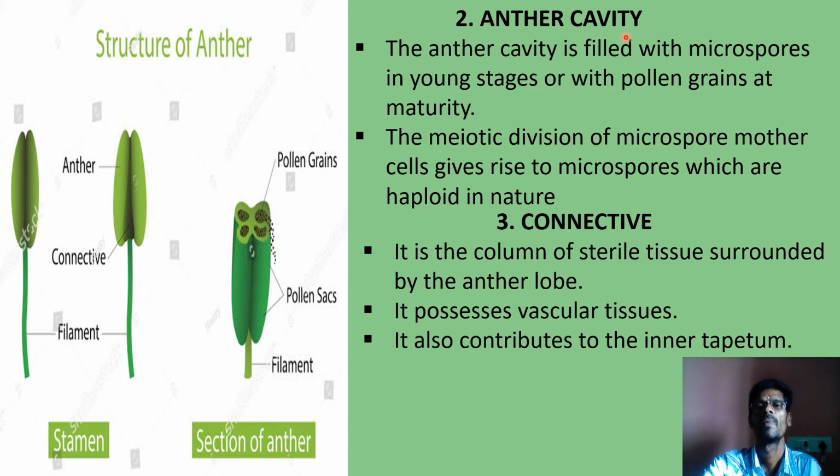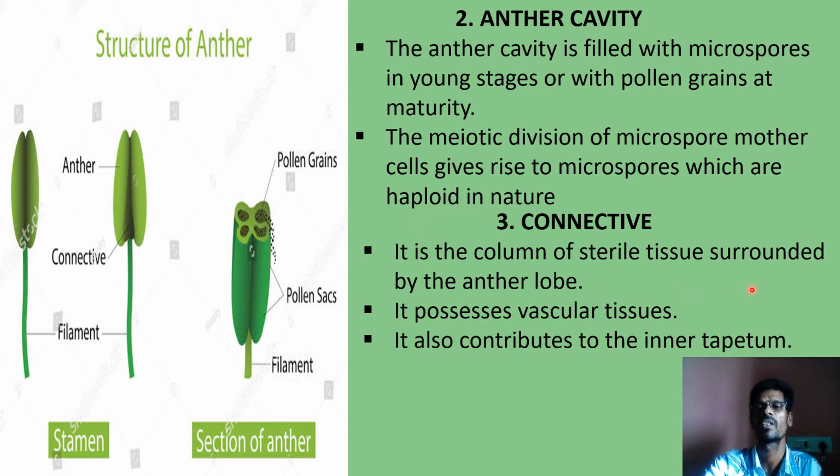The second one is the anther cavity. Here you could see the anther cavity inside the anthers. The anther cavity is filled with microspores in young stages or with pollen grains at maturity. Once they are young, they are filled by microspores. At the time of maturity, the microspores get converted into pollen grains. The meiotic division of microspore mother cells gives rise to the microspores, which are haploid in nature.